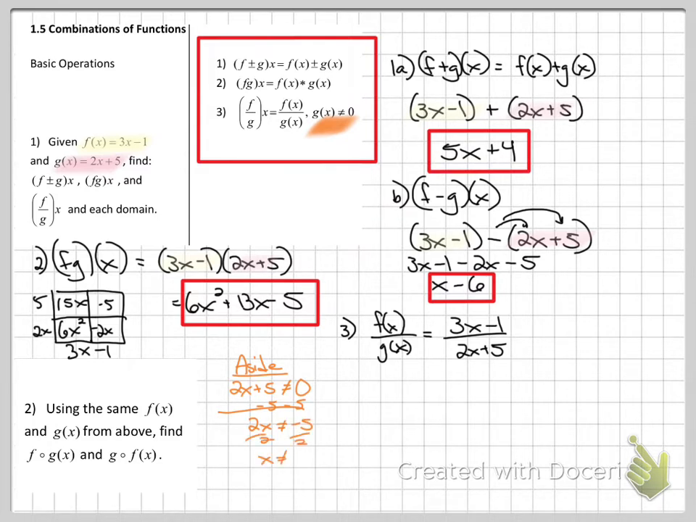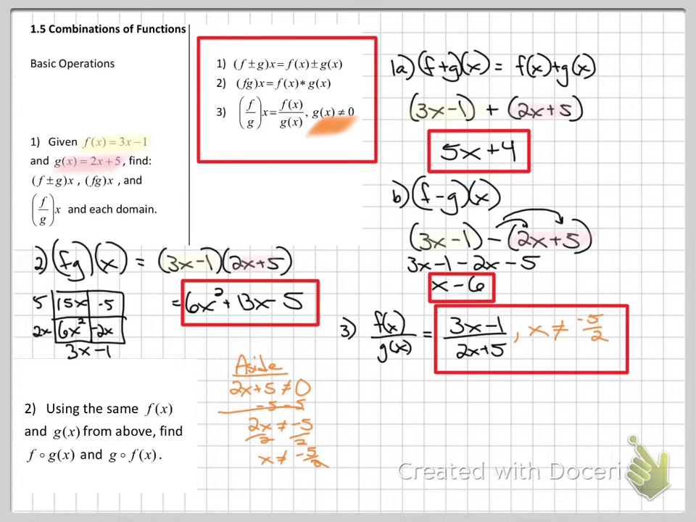x can't equal negative 5 halves. So up here at my answer, you put a comma. x can't equal negative 5 halves. This whole thing is the answer. Add, subtract, multiply, divide. The last one is composition.